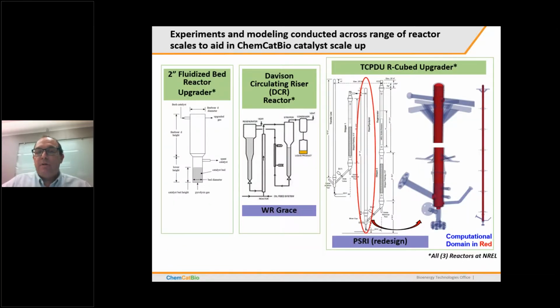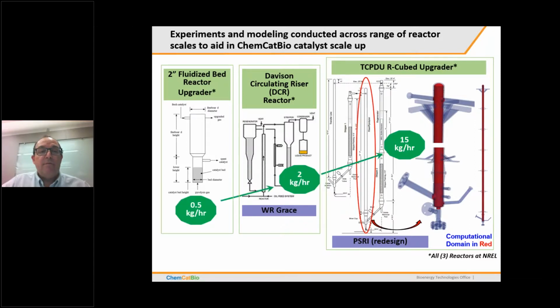So in terms of the reactors that we're modeling in the program, we actually have 3 different size reactors. This one is a 2-inch fluidized bed reactor, then we have a Davison circulating riser, and then finally the R-cubed upgrading system, which you saw on the previous slide. An important thing to note about these reactors is they operate at very different scales in terms of the biomass going into the reactors. And so you can see the scales in terms of kilograms per hour demonstrated here.